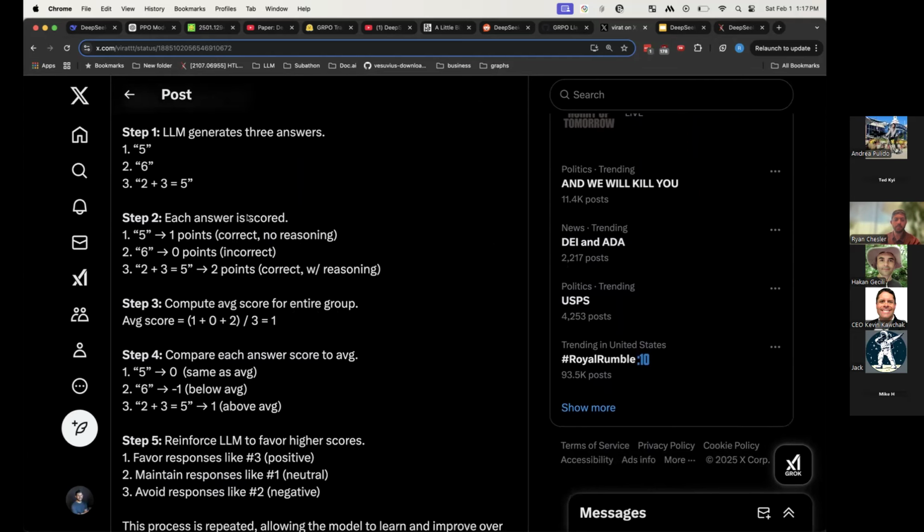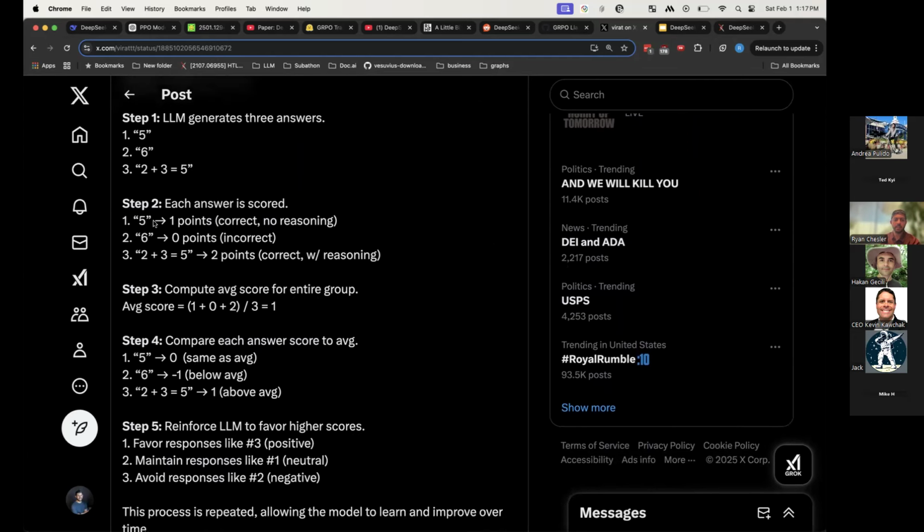And then measuring the score of that, they can look at it and say, okay, 5, it got the answer correct, but it gave no reasoning. It just output the answer directly. So it gets 1 point. 6 is incorrect, so that gets 0 points. And then here's 2 plus 3 equals 5. That gets 2 points because it got the answer correct and it gave some reasoning. And so what you would want to do is push towards this number 3 answer.